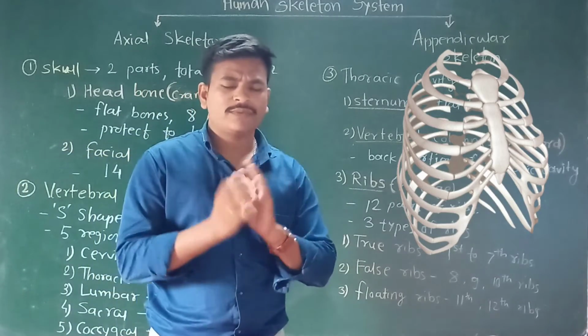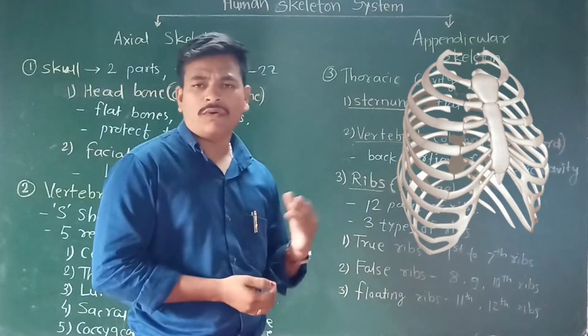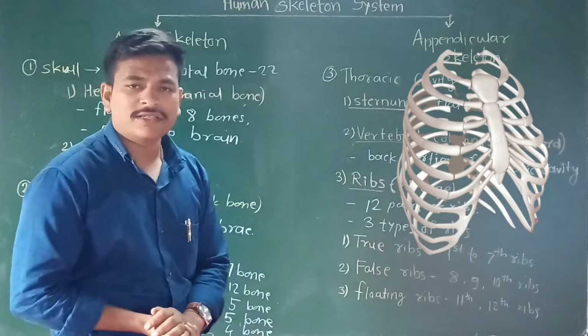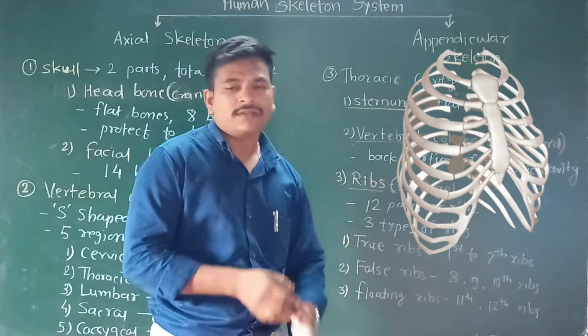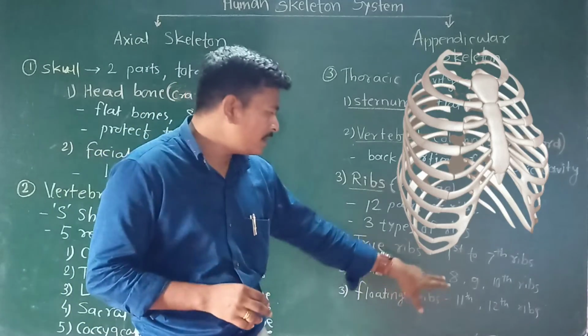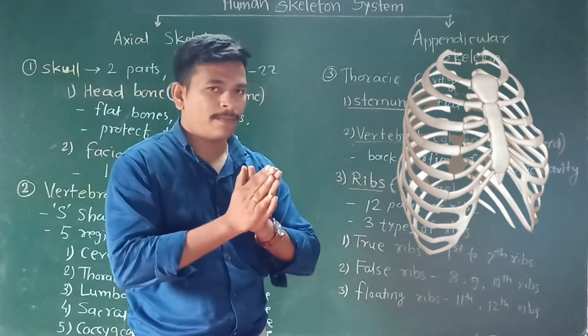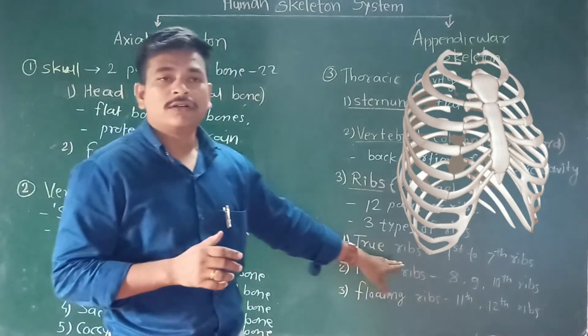There are 3 types of ribs. First is the true ribs, second is the false ribs, and third is the floating ribs. The first type is the true ribs. The 1st to 7th ribs are directly connected to the sternum. This is called the true ribs.